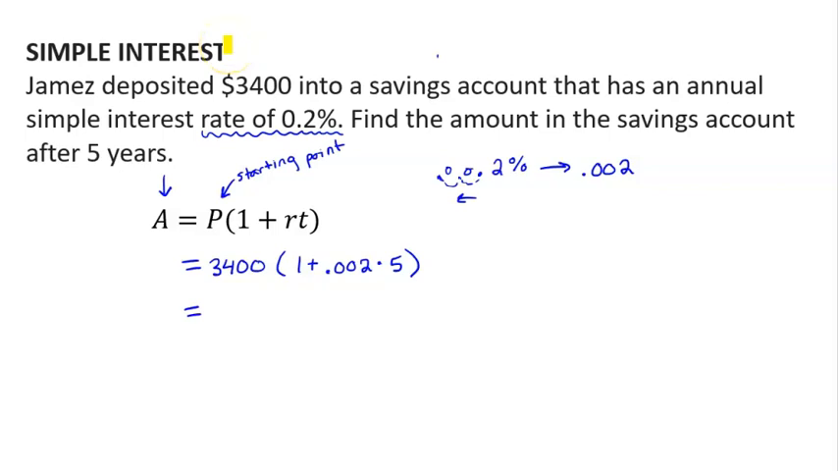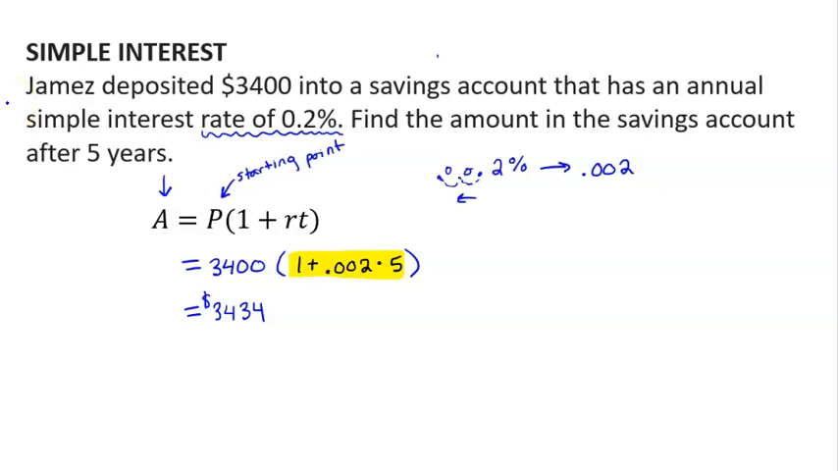So you could do 3,400 times, and then parentheses 1 plus 0.002 times 5, close parentheses. Or if you feel more comfortable, put this in your calculator first. Either way, you're still going to get the same answer, and you should get $3,434. And then you can put your $ here.